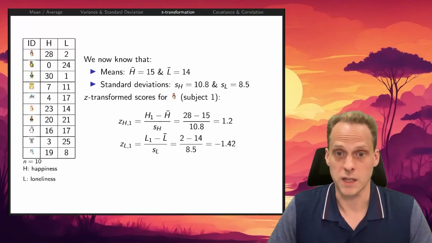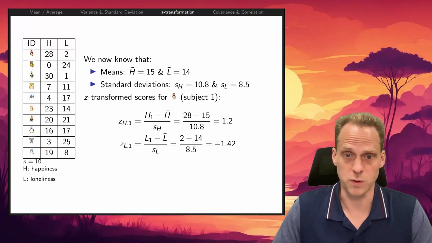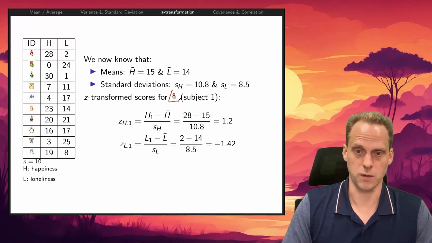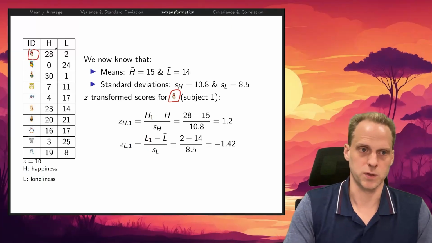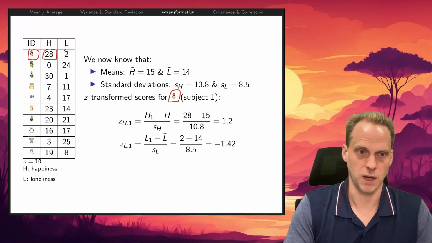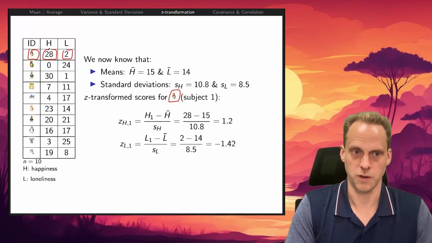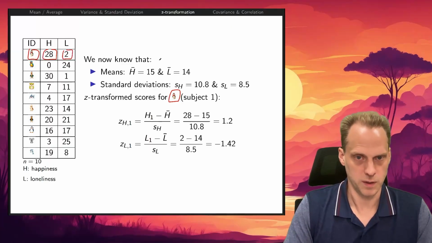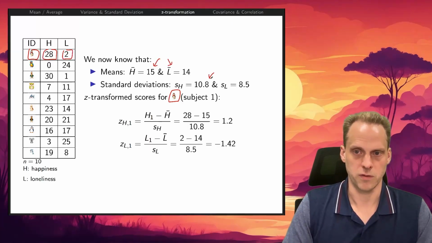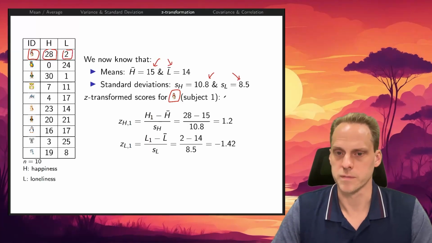So let's look at our data and calculate some z-scores. Let's say we have our owl, subject 1 in the data. That subject scored a 28 on happiness and a 2 on loneliness. Very happy and very not lonely. It's a happy owl, right? We know the means are 15 and 14, and the standard deviations are 10.8 and 8.5.